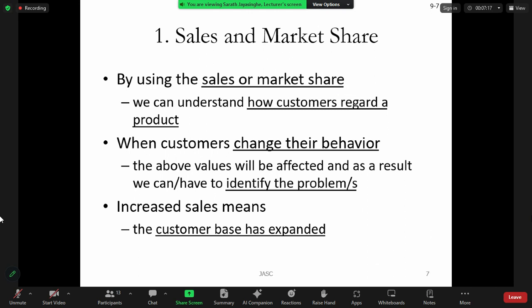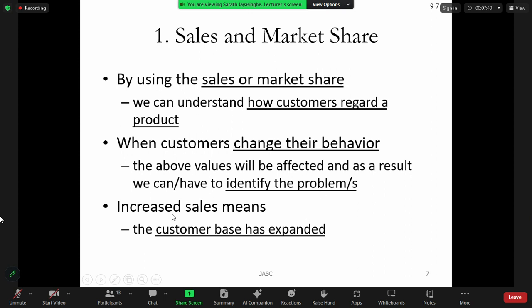Something is wrong. That means the customers do not like it now. They are changing their behavior. Maybe the reason is some competitor or some new product, our weaknesses, our quality, whatever it is. Then we can identify there's a problem, right? So if market share is reducing, we can see there's a problem, right?